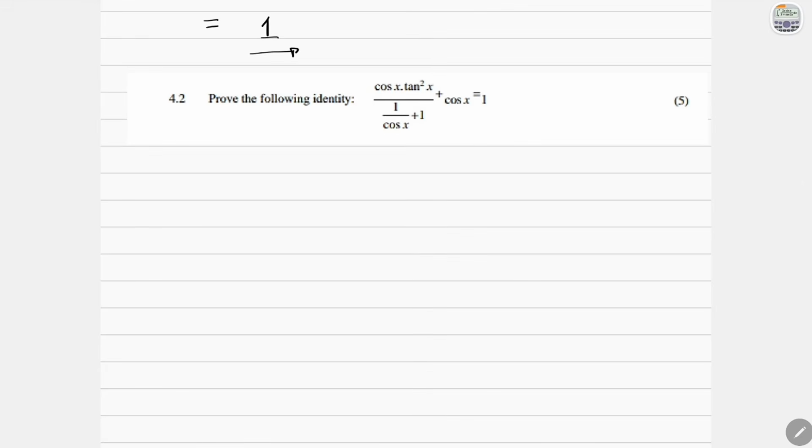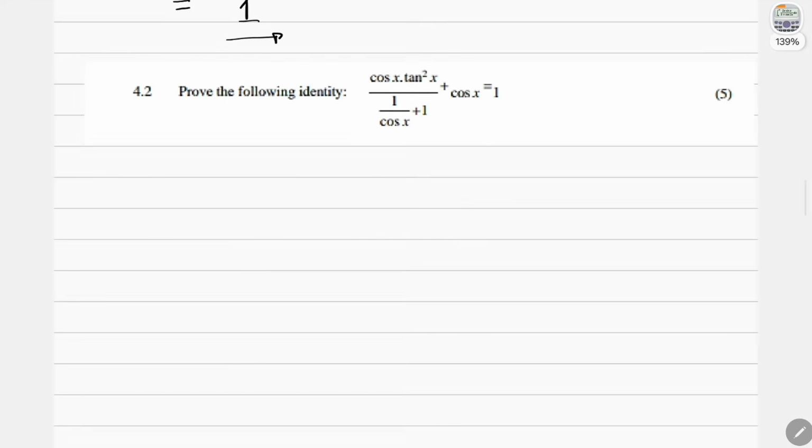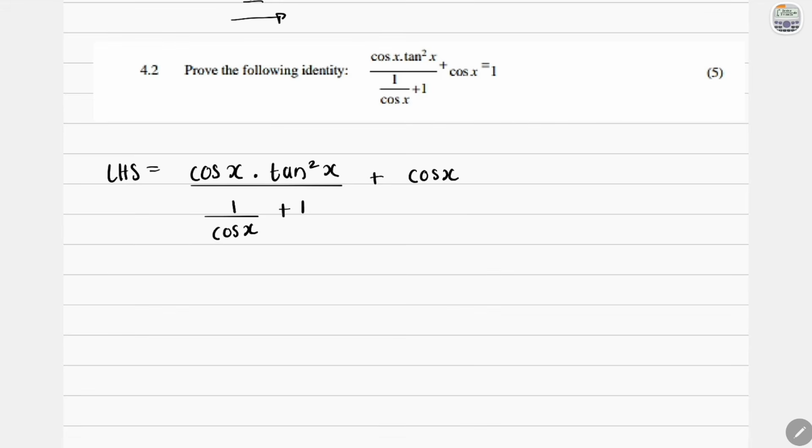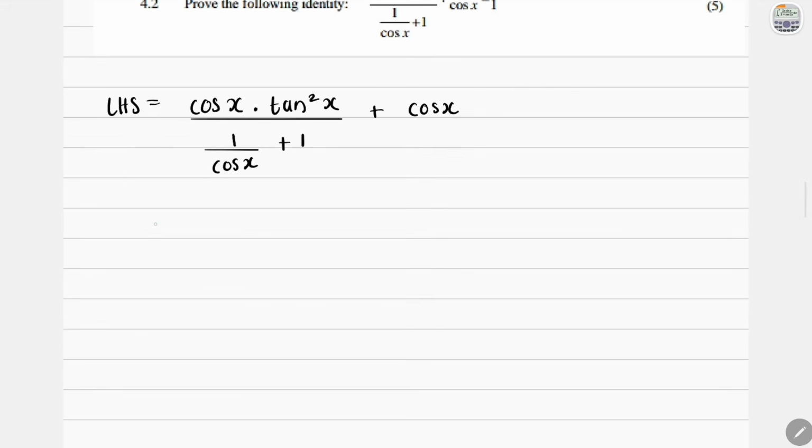Question 4.2 says, prove the following identity. So let me just rewrite this identity. Remember we're using the left-hand side because we have something to work with here and we can find how this is equal to the right-hand side of 1. So here we go, and let's go ahead and start simplifying.